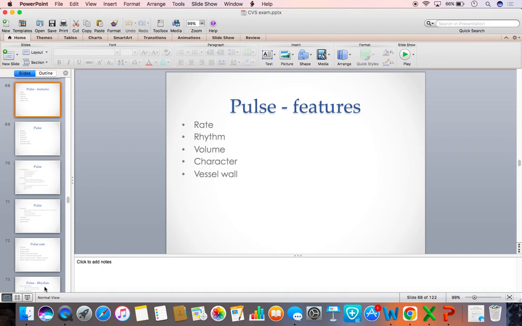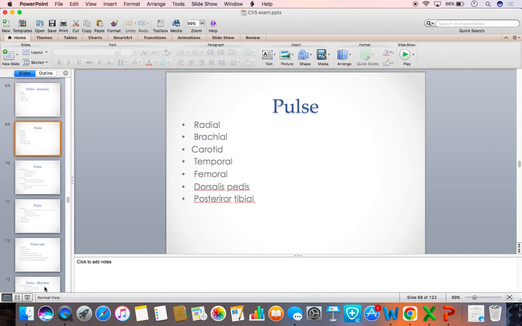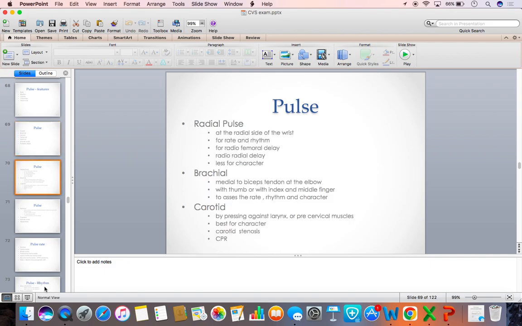Record the features of the pulse in the form of rate, rhythm, volume, character, and vessel wall. Examine the pulse in these arteries: radial, brachial, carotid, temporal, femoral, dorsalis pedis, posterior tibial, etc. A radial pulse is felt at the radial side of the wrist. It is felt to note the rate and rhythm, and to look for radiofemoral delay.